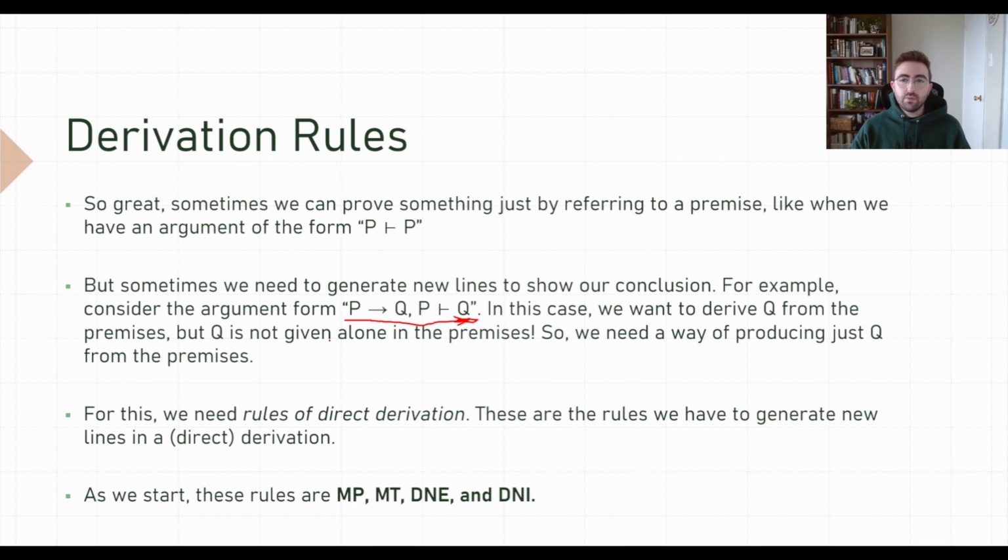So rather, we're going to need a way of producing Q on its own from the premises that doesn't just refer to a premise. For this, we need to be able to generate new lines in our derivation. And so we're going to need rules of direct derivation that give us rules for how we can produce new lines. The ones we're going to start with we're going to call MP for modus ponens, MT for modus tollens, DNE for double negation elimination, and DNI for double negation introduction. This sounds like a lot, but you'll see how it works.